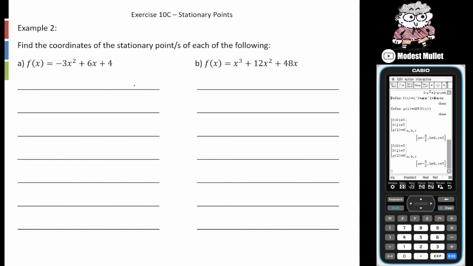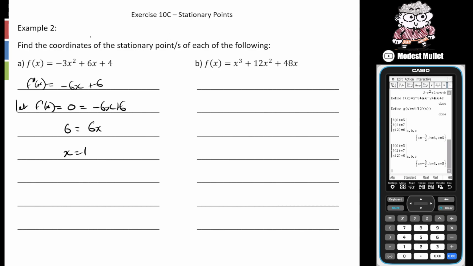Okay, find the coordinates of the stationary points of each of the following. So this is just following on. What is a stationary point? Stationary point is when the gradient is equal to 0. So f dash of x is equal to negative 6x plus 6. We're going to let f dash of x equal to 0, so 0 is equal to negative 6x plus 6. So we get 6 is equal to 6x, so x is equal to 1.